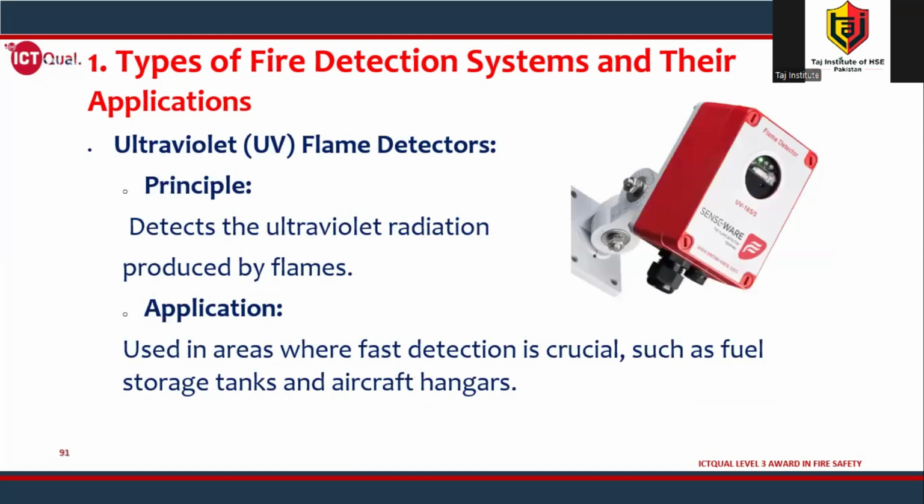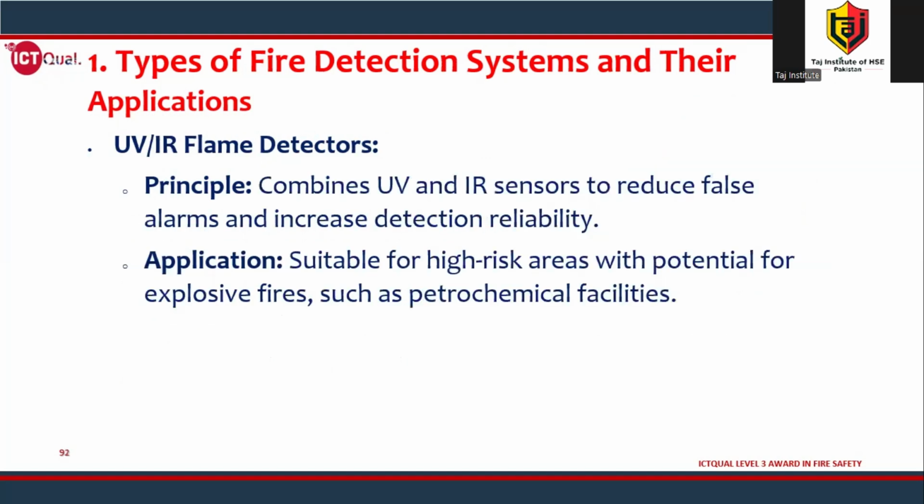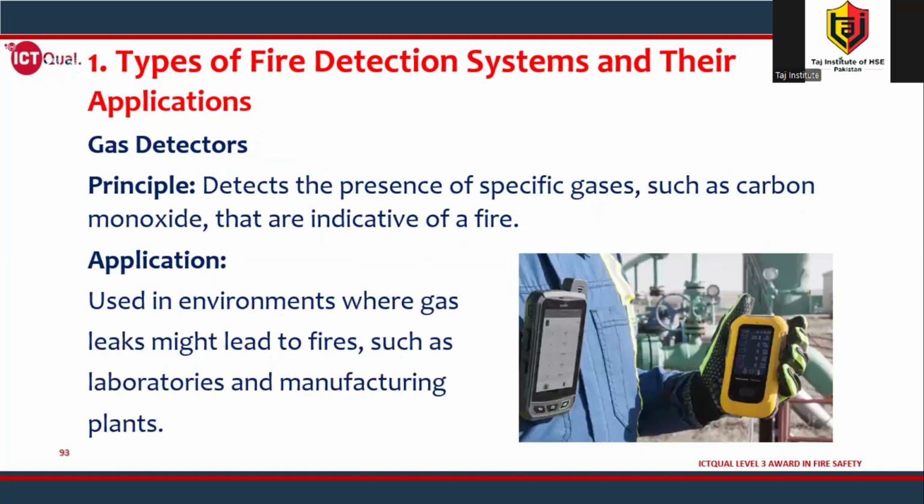Ultraviolet flame detectors. You are looking at the picture. This is a UV flame detector. It detects the ultraviolet radiation produced by flames. UV and IR flame detectors combine UV and IR sensors to reduce false alarms and increase detection reliability.